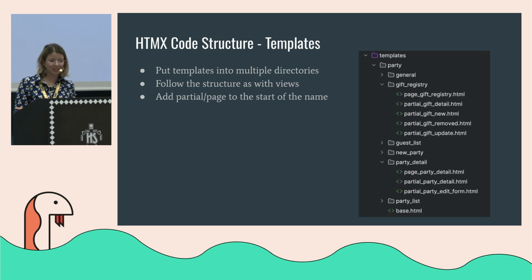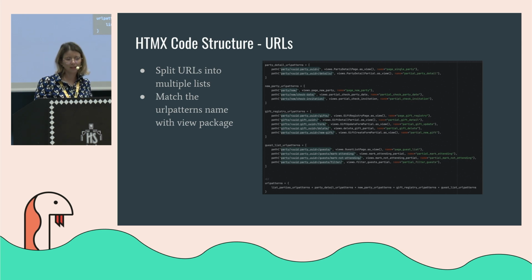The templates can be put in the same file, but I put them in directories, so the directory names follow the views. As you can see, I name the page or partial differently from the views at the beginning, so I can know from the first glance the top one is the page, what's loaded by the browser, and everything else are the partial templates. URLs, similarly, you don't need separate files. You just need to put them in different lists. So again, they closely follow the URL patterns.